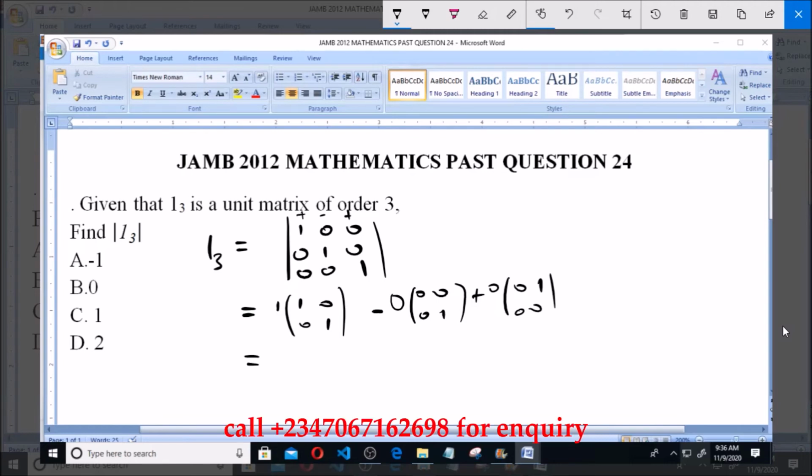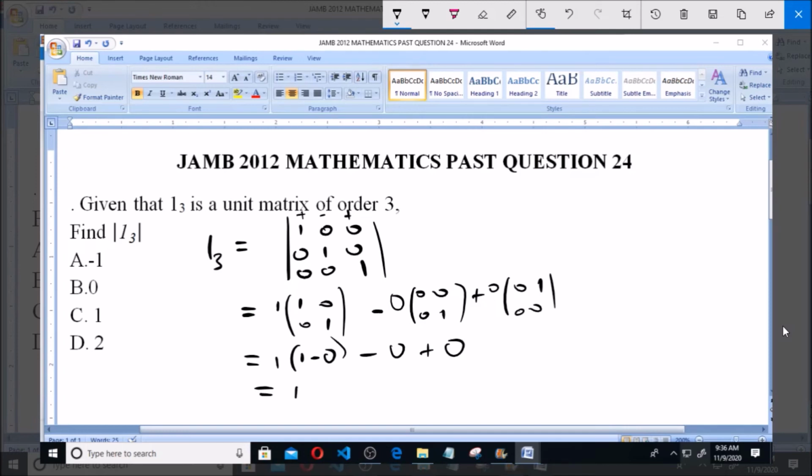so we have this is equal to 1 into 1 minus 0. 1 times 1 is 1, then 0 times 0 is 0. Then minus 0, the entire thing here is 0. Then plus 0, the entire thing here too is 0. So this is equal to what? 1. Because 1 minus 0 will give us 1, then 1 times 1 will give us 1, then minus 0 plus 0, and that is equal to 1.